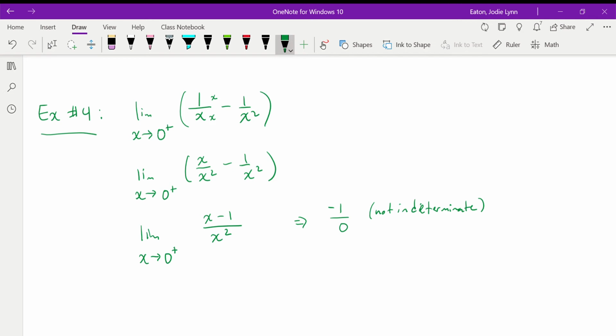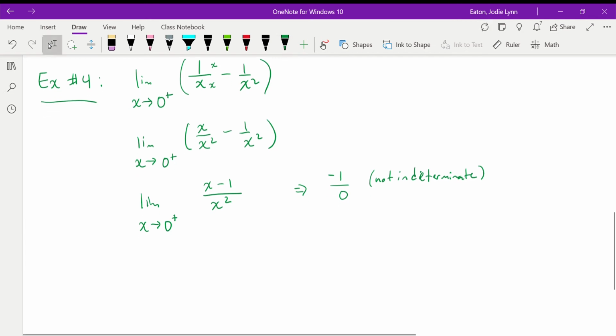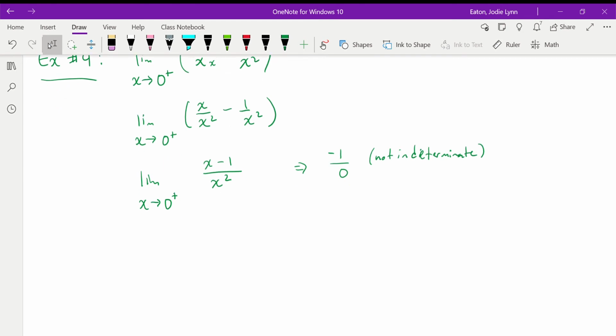This is not indeterminate. We know that this means the limit doesn't exist, but we're going to try to describe it by seeing if it's going to positive infinity as we approach 0, or if we're going to negative infinity. So are we trending up, or are we trending down at that vertical asymptote as we're approaching from the right-hand side? So when I plug in 0 plus, something slightly bigger than 0 minus 1 is going to be something slightly bigger than minus 1. And something slightly bigger than 0 is going to be something slightly bigger than 0.